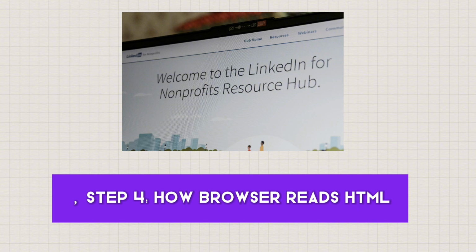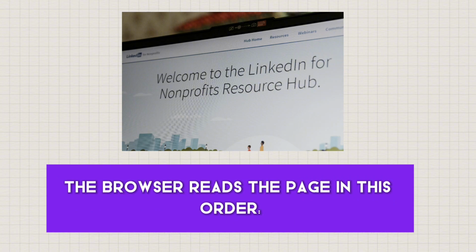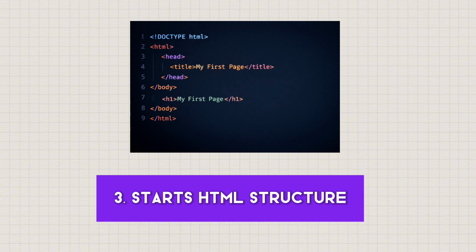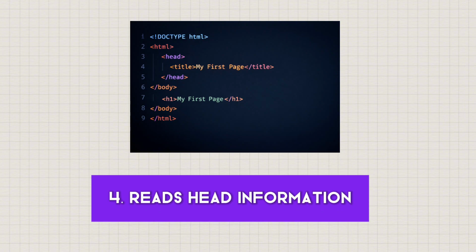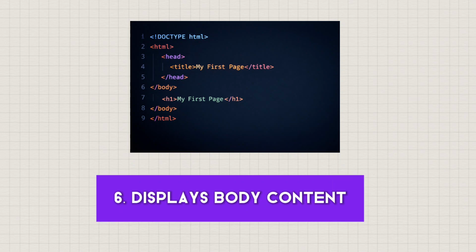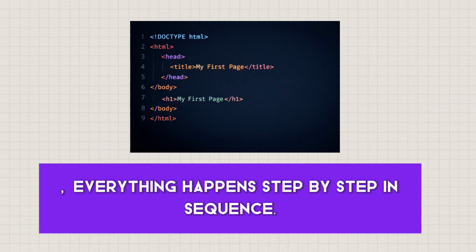Step 4. How browser reads HTML. The browser reads the page in this order. 1. Opens HTML file. 2. Reads doc type. 3. Starts HTML structure. 4. Reads head information. 5. Sets title. 6. Displays body content. Everything happens step by step in sequence.